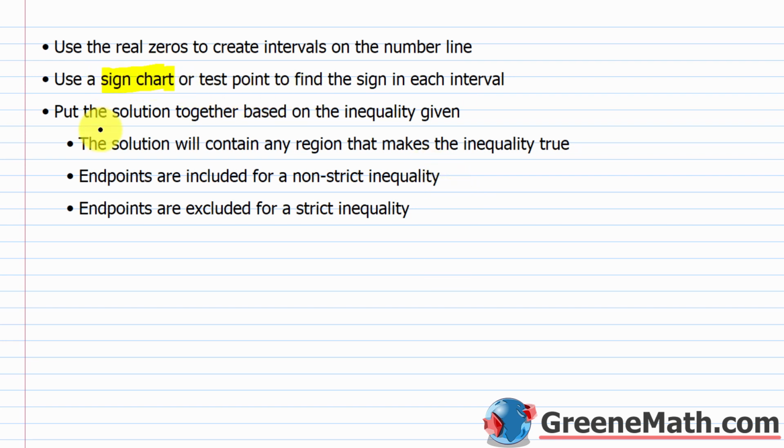So now I have put the solution together based on the inequality given. The solution will contain any region that makes the inequality true. The endpoints are included for a non-strict inequality, and the endpoints are excluded for a strict inequality. This is very important to understand. Again, when I say endpoints, I mean the critical values, or you can think about these as the real zeros that we use to create those intervals on the number line.